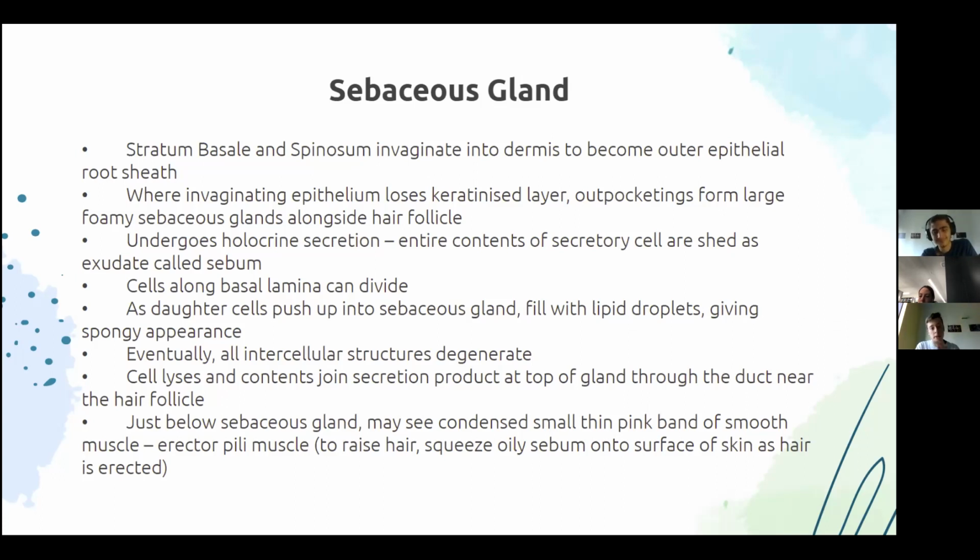So along the basal lamina of this gland, that's where the cells are dividing. And then the daughter cells are pushing up into the sebaceous gland, filling up with lipid droplets, which gives it a kind of spongy appearance. Eventually, these cells just degenerate on the inside. And so the cell lyses, and all of the contents of the cell join the secretion at the top of the gland. And that's what the sebum is.